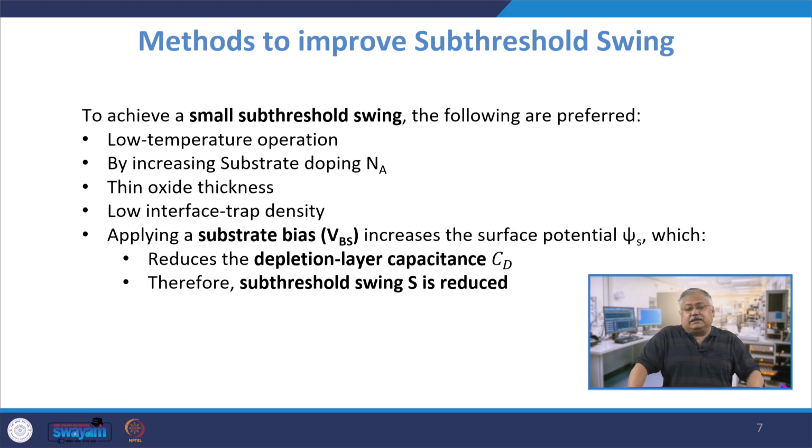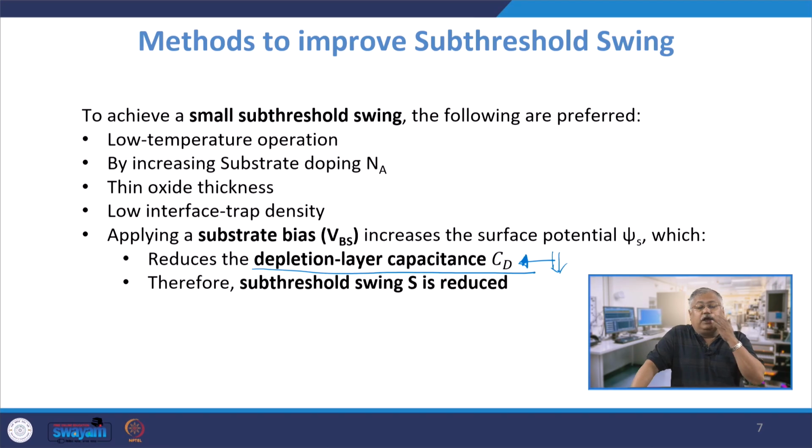Now, when you apply a substrate bias which is, let us say, positive in nature, you basically forward bias the p-n junction in the depletion layer, and therefore there is a reduction in the value of CD. The depletion layer capacitance actually falls. Why? Because your VBS, which is the bulk to substrate bias, tends to forward bias the depletion region. As you lower the CD value, just put it into the formula, the subthreshold swing reduces.